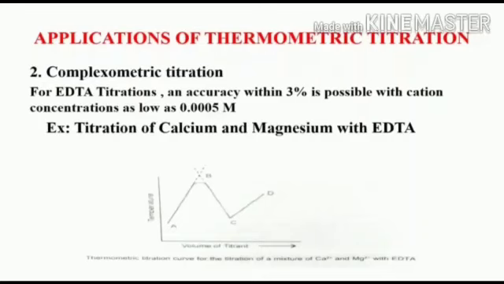For the reaction of Mg2+ with EDTA, the enthalpy is plus 5.5 kilocalories per mole, whereas that for the Ca2+ ion reaction is minus 5.7 kilocalories per mole. This distinct difference in delta H values makes it possible to adapt thermometric titration for estimating these two ions.